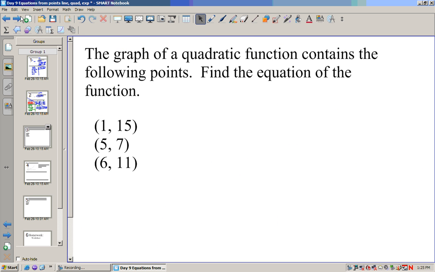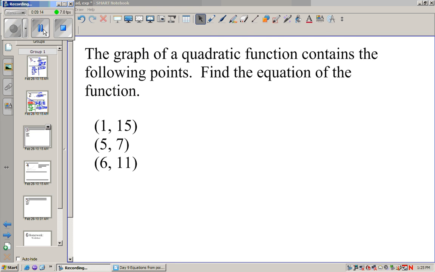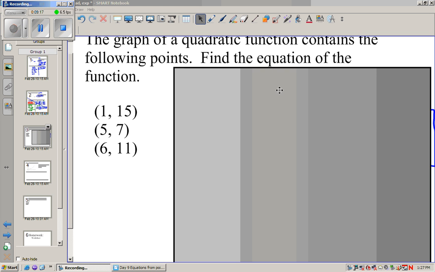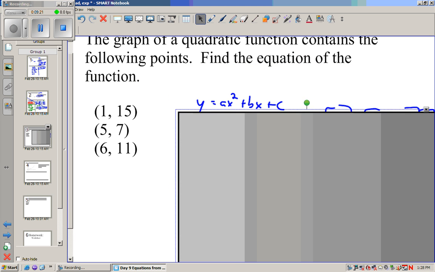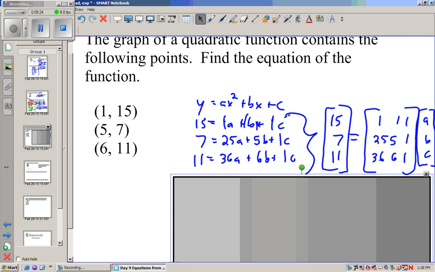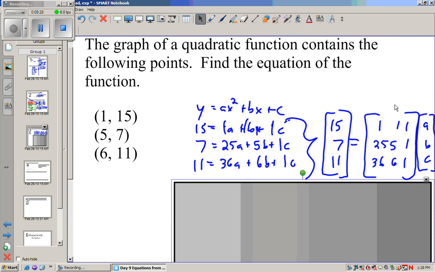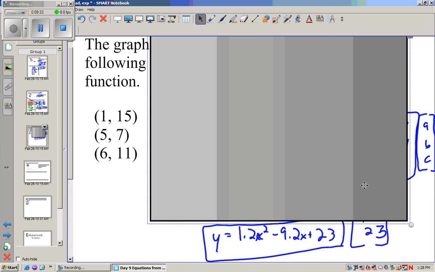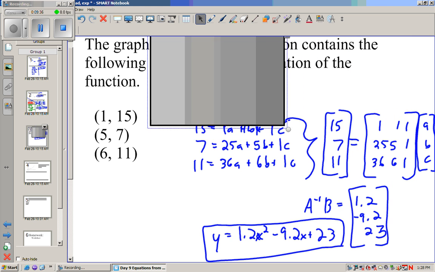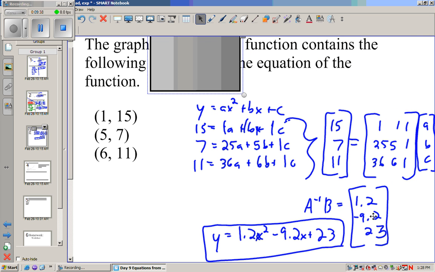Alright, let's try this one. So you try this one on your own and see what you come up with. Alright, hopefully you've gone through the entire problem. So that's our general equation. So I could write it out like this. And now to solve it, we have to do A inverse B. So we have y equals 1.2x squared minus 9.2x plus 23.